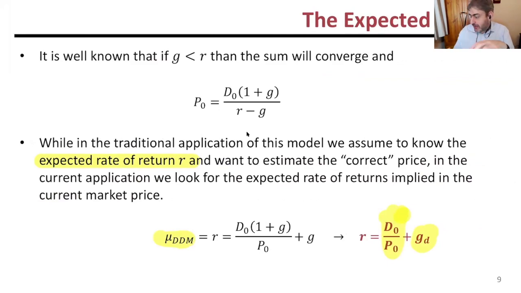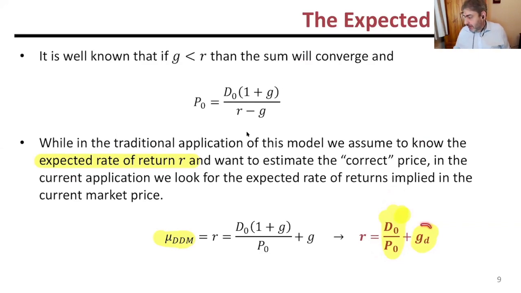Now the dividend yield is very easy to find because it's public. This is the dividend today divided by the price today. So we can see it anywhere. You know, you just open a newspaper and you have the dividend yield there. Okay, so that's not a problem.